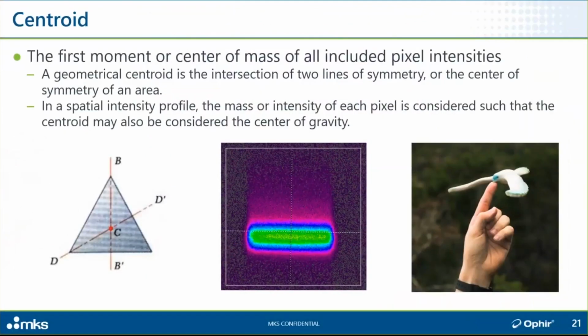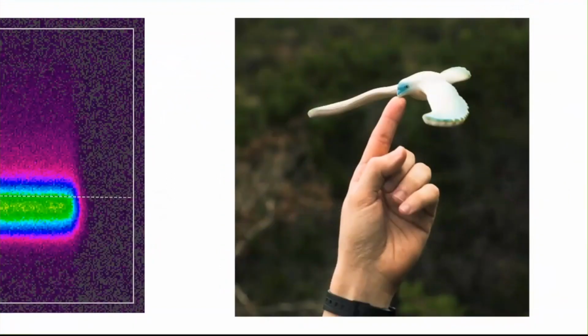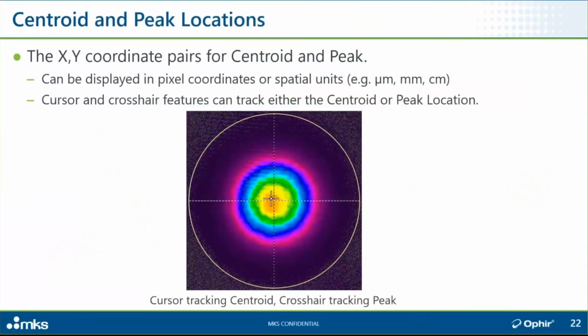In a spatial intensity profile, the mass or intensity of each pixel is considered such that the centroid can also be considered the center of gravity. For example, the balancing bird. The mass out on the wings pushes that out and allows it to still balance. So once we know where the centroid is, we can report its position, and we do that with an XY coordinate pair.